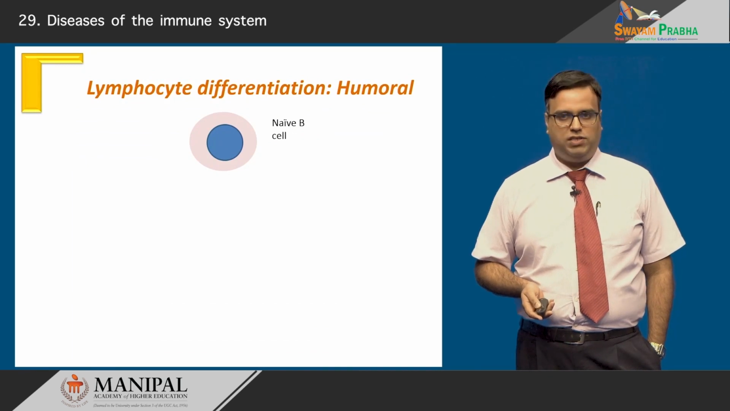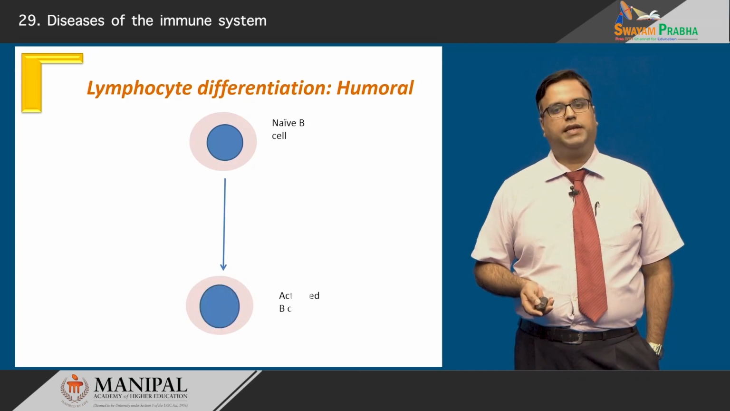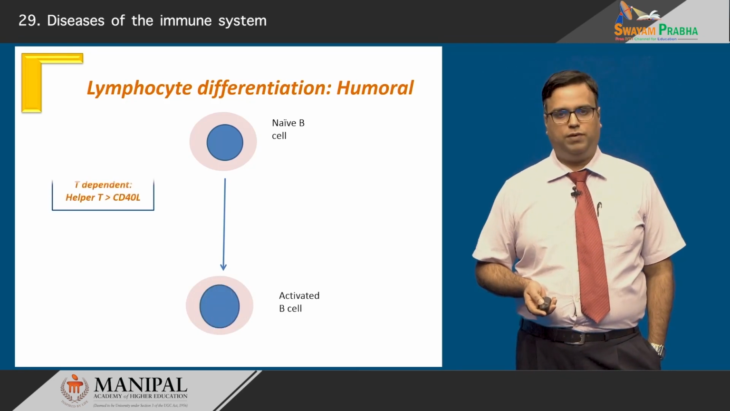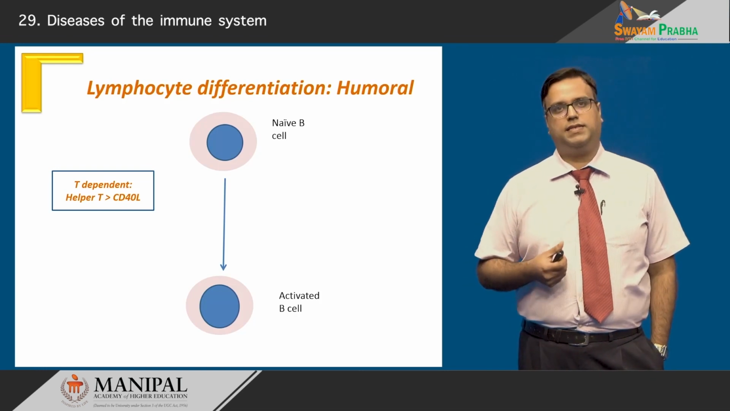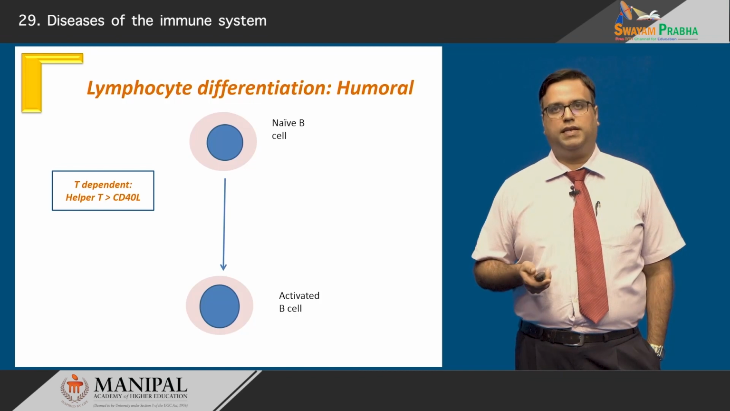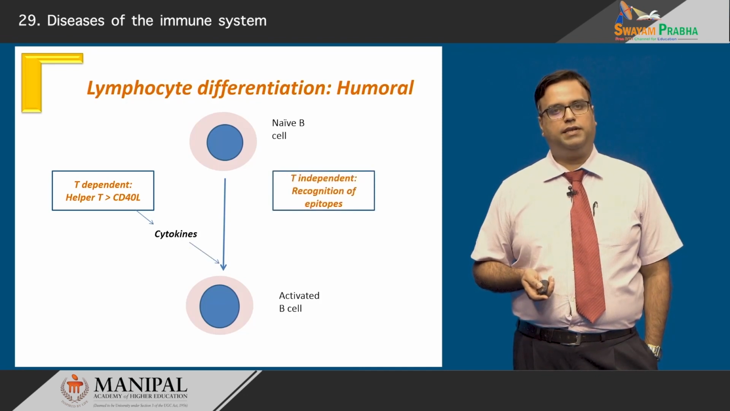The lymphocyte differentiation is an important one, as its journey from the naive B cell to an activated B cell can be of two types. It can be a T dependent mechanism, where you require the T cells in a supporting role to provide CD40 ligands, which in conjunction with the cytokines can produce an activated B cell. The other mechanism is a T independent one, where because of recognition of the epitopes the lymphocytes transform from a naive state to an activated state.